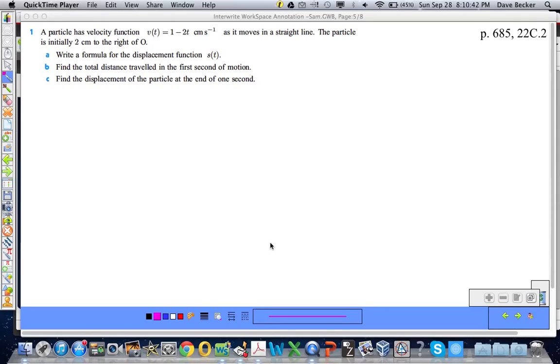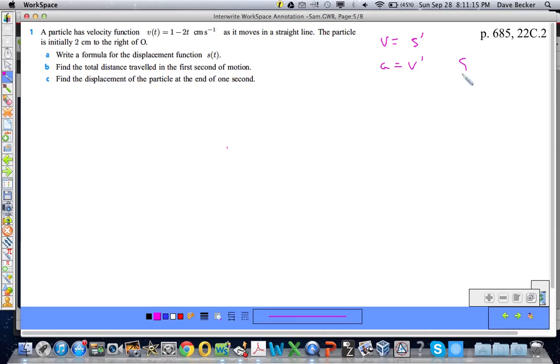So this is question 1, exercise set 20C.2 from Hayes and Harris, IB Mathematics Higher Level, page 685. Kinematics, just a reminder that v is equal to the derivative of s, where s is displacement, and acceleration is equal to the derivative of velocity.